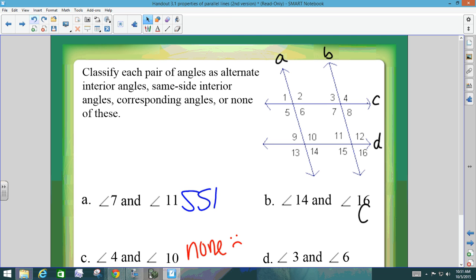3 and 6. Here's 3. Here's 6. Which line is its transversal? C. The two lines that help make them, A and B. Are they on the same side of the transversal or alternate? Alternate. Are they inside of the two lines or outside? Inside. So since they're alternate and inside, then we call them alternate interior angles. Okay.